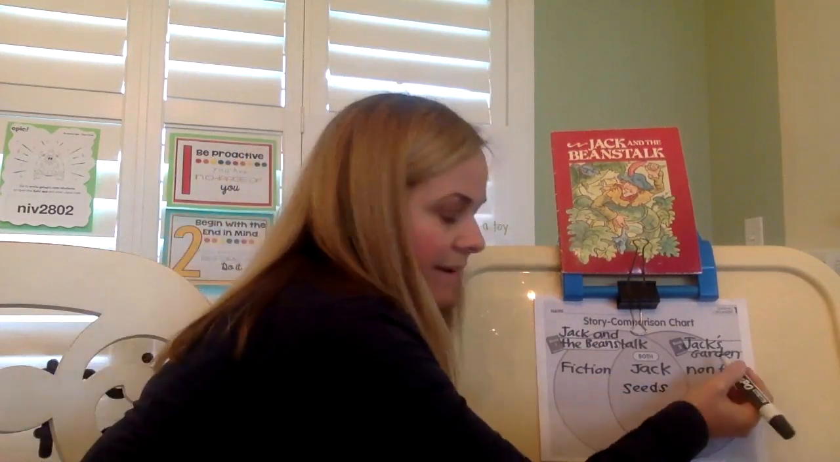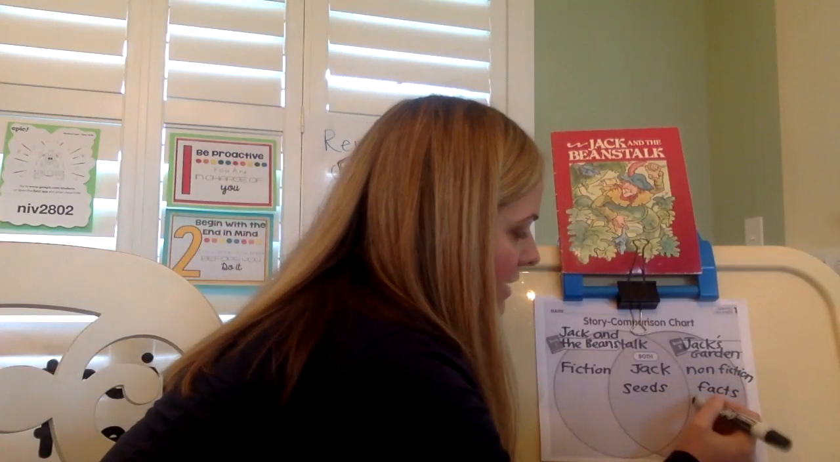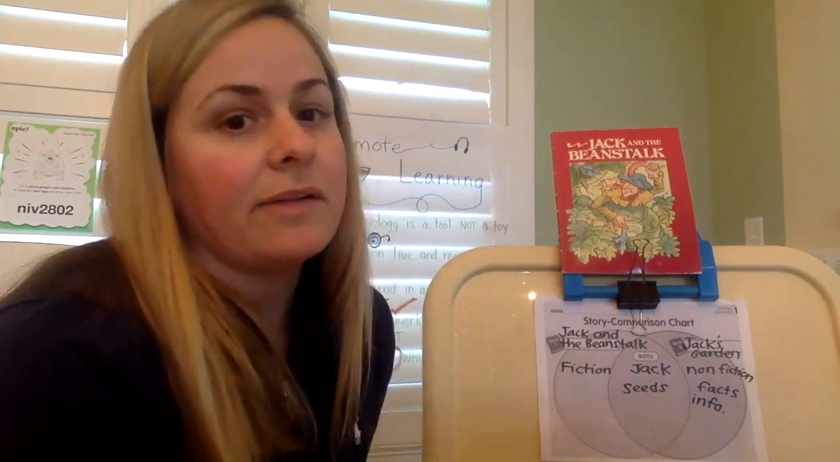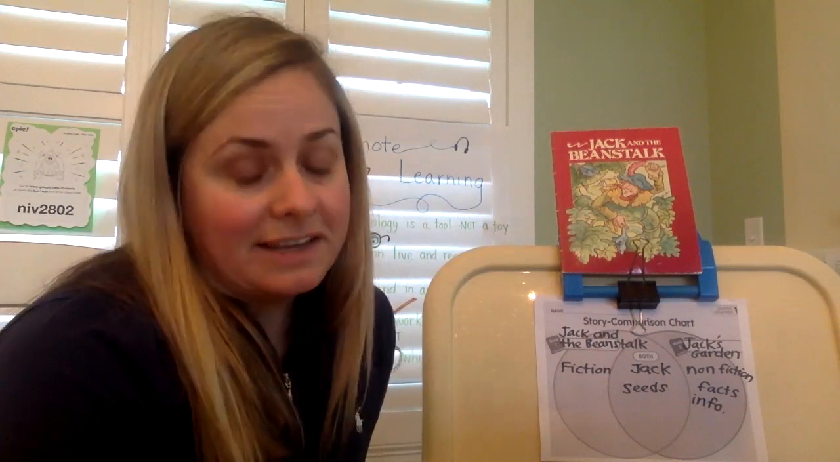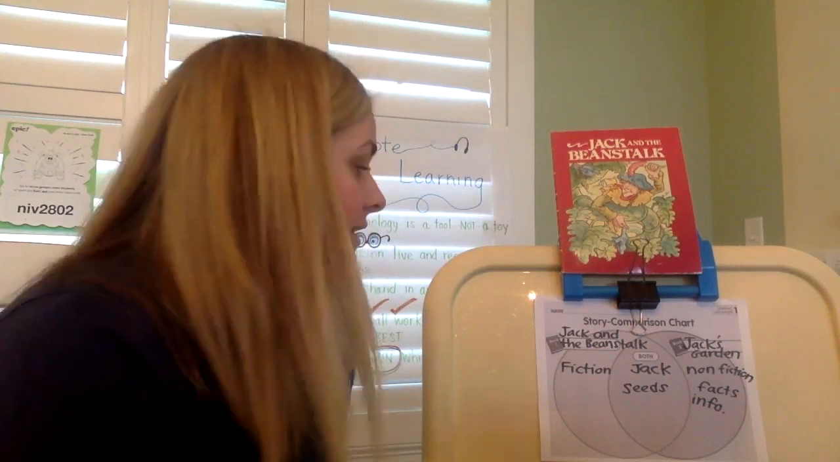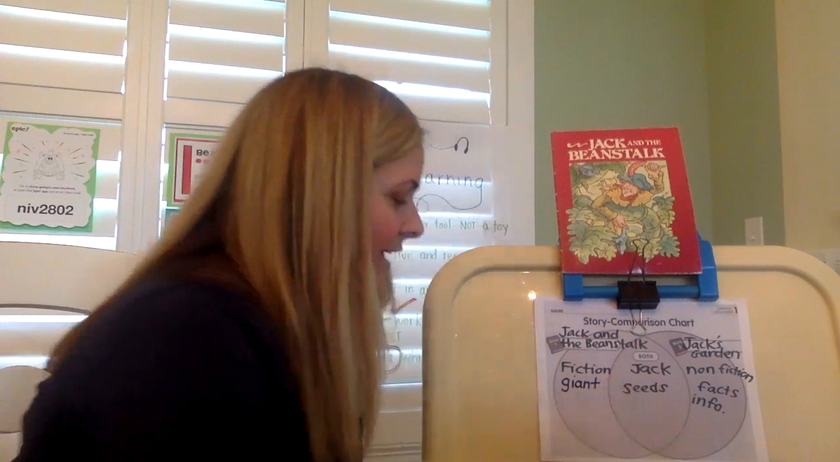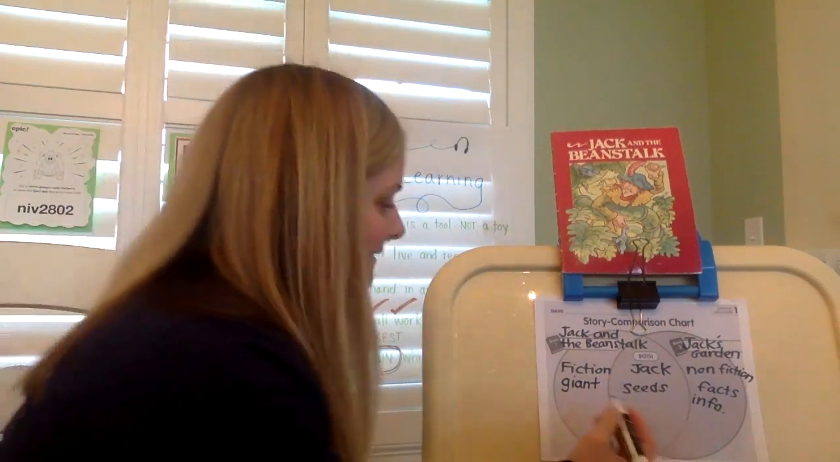But this one talked about how the seeds form with different facts and information about growing your own garden. I definitely think that this story, Jack and the Beanstalk, talked about a fairy tale involving gold coins and a hen that laid a golden egg and a harp, a golden harp that sang songs. There was definitely a giant in this story. And there was a happy ending in both, I would say.